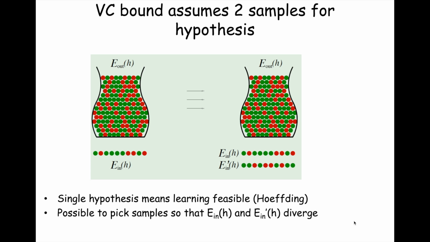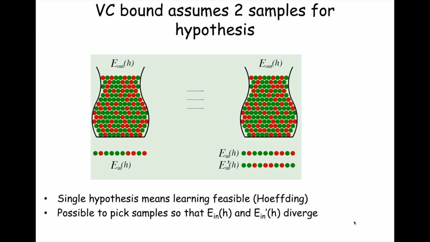Because if you can make two successive draws and get the in-sample error, which you have control over, to diverge greatly, maybe you can use the relationship between En of H and En prime of H as a substitute for comparing out-of-sample error with in-sample error, right? Because they both track with out-of-sample error, so you're using the relationship between En and En prime of H to talk about whether or not learning is feasible.